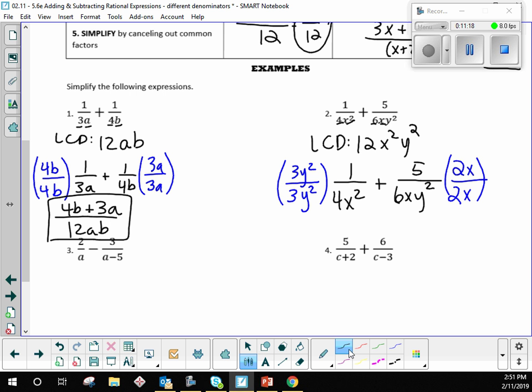So then rewriting it as one big fraction, the common denominator goes on the bottom, 12x squared y squared. 3y squared times 1 plus 5 times 2x is 10x. And I can't combine anything there. There's nothing else that I can factor or simplify. So it's just done.